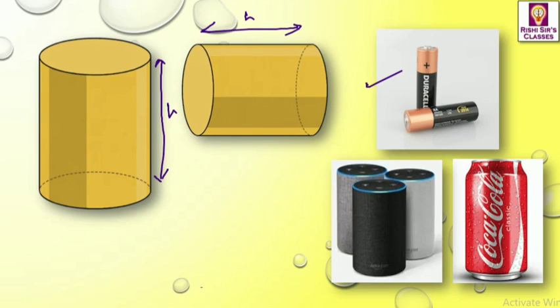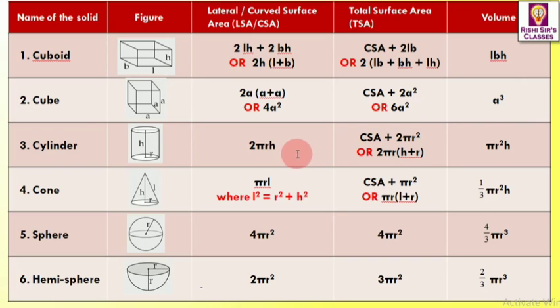So let's have a look at all the formulas. CSA is 2 pi r h, circumference of a circle multiplied by h. TSA is CSA plus top area plus bottom area, that means 2 pi r h plus pi r square plus pi r square, that means 2 pi r square. We can take 2 pi r common, it is h plus r. For the volume it will be area of circle multiplied by h, that means pi r square h.